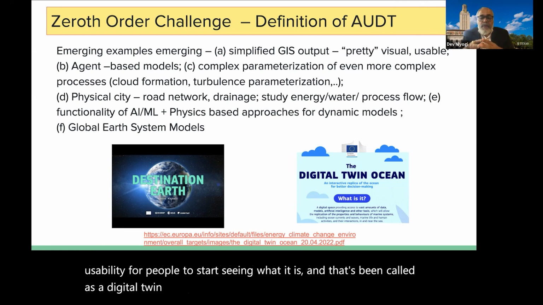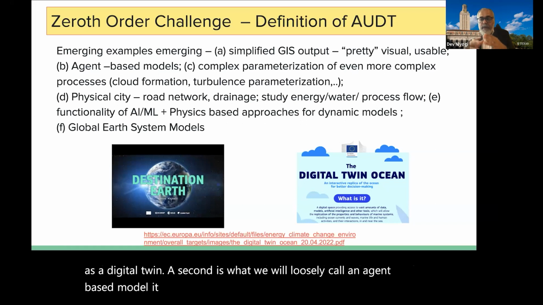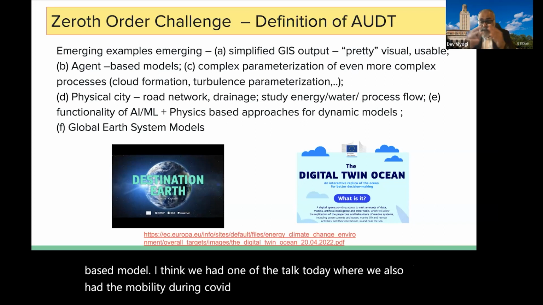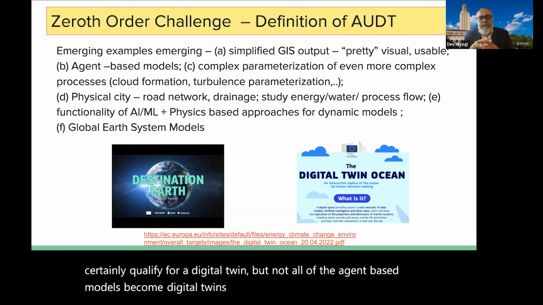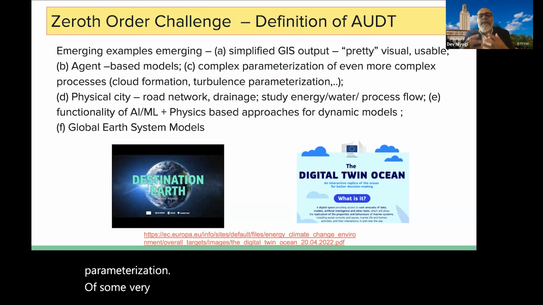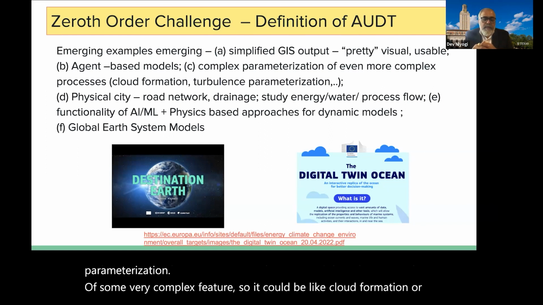A second is what we will loosely call an agent-based model. I think we had one of the talks today where we also had the mobility during COVID, and some aspects of that certainly qualify for a digital twin, but not all of the agent-based models become digital twins. A third aspect has been a complex parameterization of some very complex feature. So it could be like cloud formation or turbulence within the boundary layer.